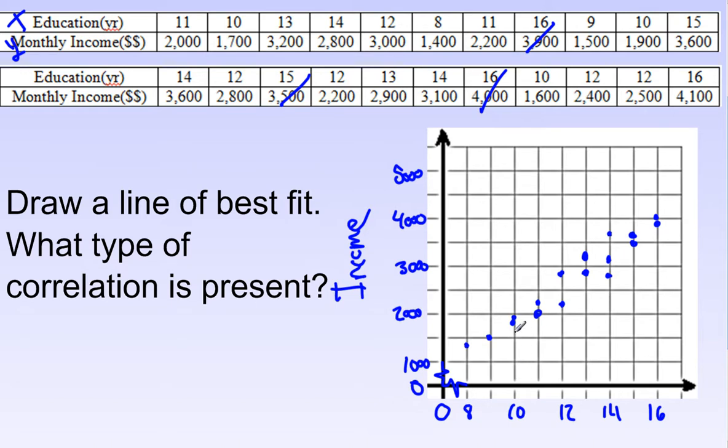10 gives you 1,600. Where's 16? There's 15, 16 to be here. 12 gives you 2,400. 12 gives you 2,500, and 16 gives you 4,100. Where's 41? 41, right about there. All right. So I have all the pieces of data now.